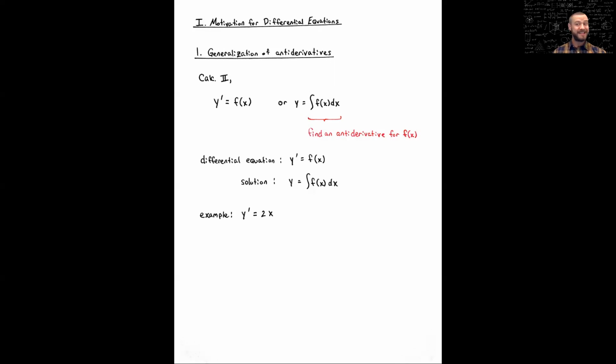Pause the video if needed and give yourself a few seconds to see if you can figure out and solve for what the y, that unknown function, is, such that its derivative, y prime, equals 2x. We'll check in a few seconds.